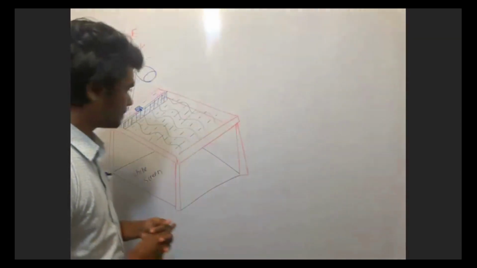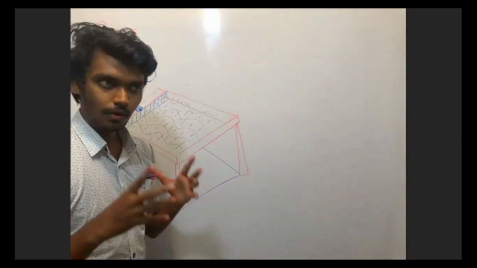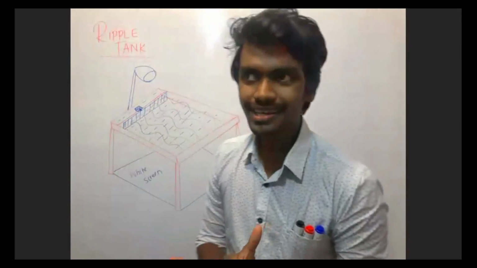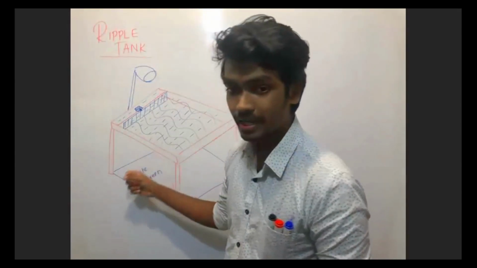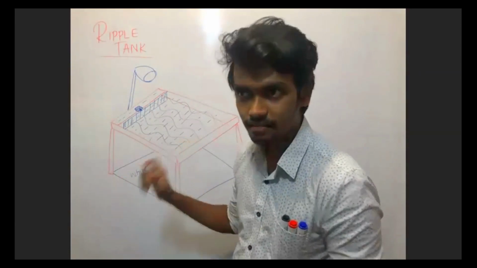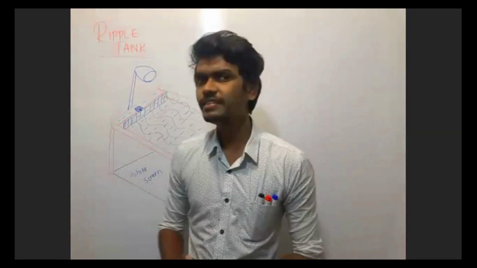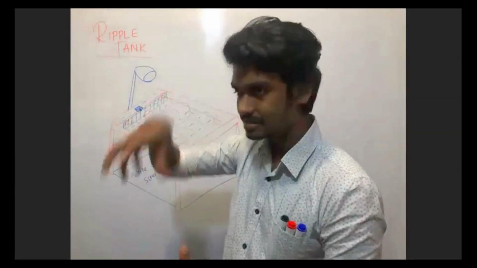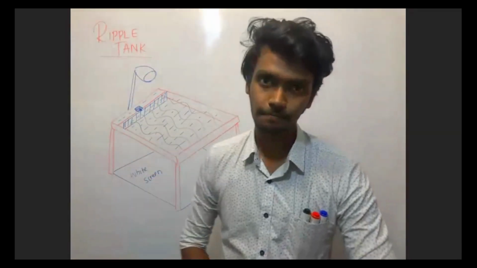So now I'm going to show you how this demonstration takes place. There were some bright regions, there were some dark regions. Let's see how that kind of observation falls on this white screen.